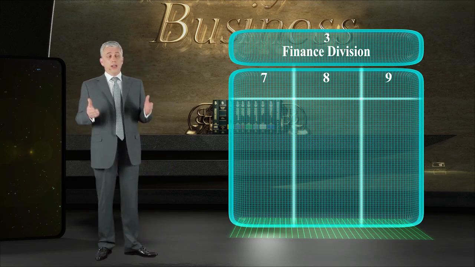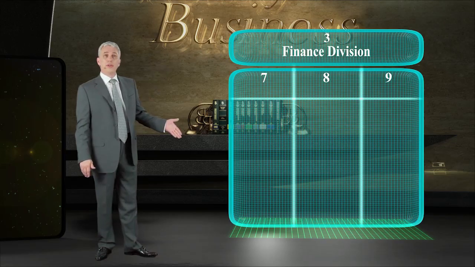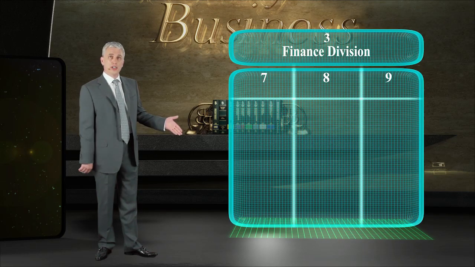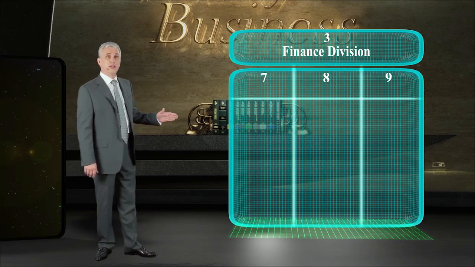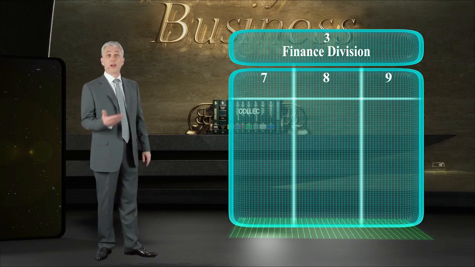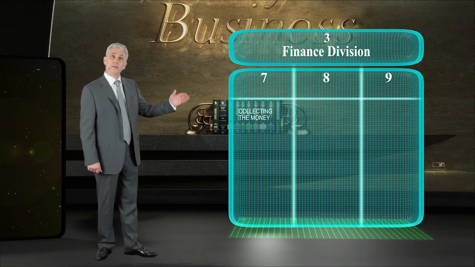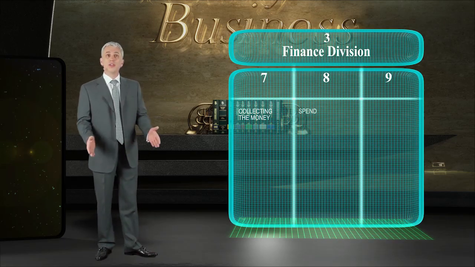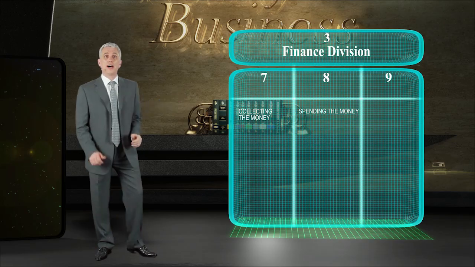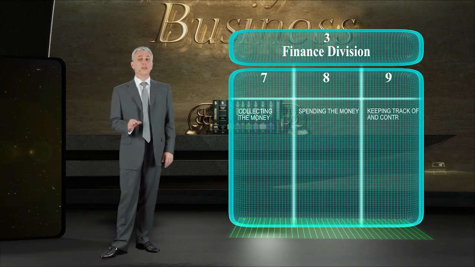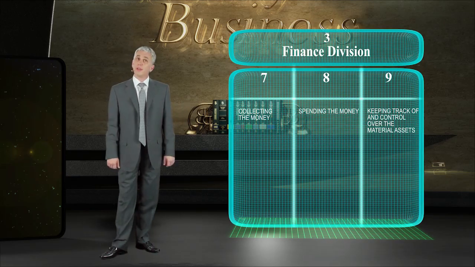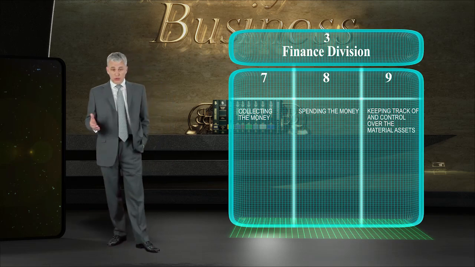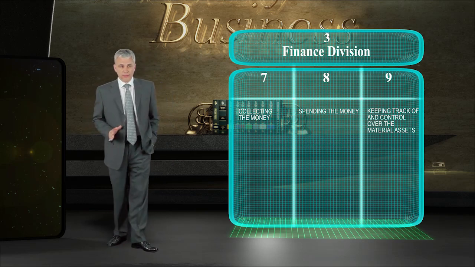So, in that case, we can explain the essence and purpose of these 3 departments in just 3 words. Department 7's main purpose is collecting the money. Department 8's is spending the money. And Department 9's main purpose is keeping track of and control over the material assets, the money, and everything that the company materially owns. Let's comment on that a bit more profoundly.